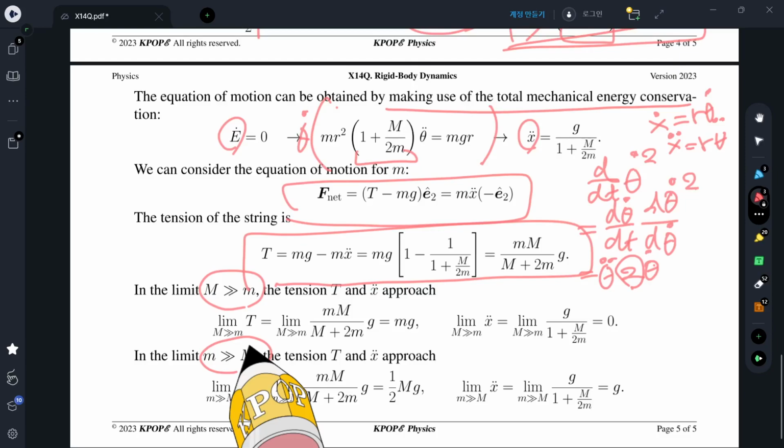Okay, so this is a way to apply the total mechanical energy conservation to solve a very complicated problem involving rotation of a rigid body. That's it for today.